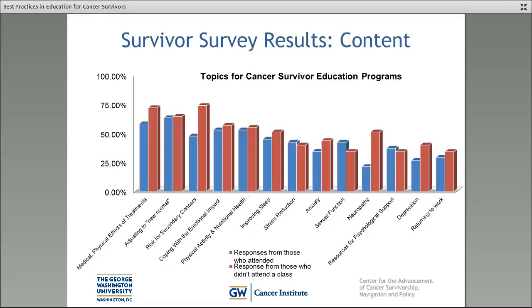As you can see, information on physical effects of treatments, adjusting to the new normal, risk for secondary cancers, and coping with the emotional impact of cancer were the most commonly indicated topics, followed by physical activity and nutrition, improving sleep, and stress reduction.